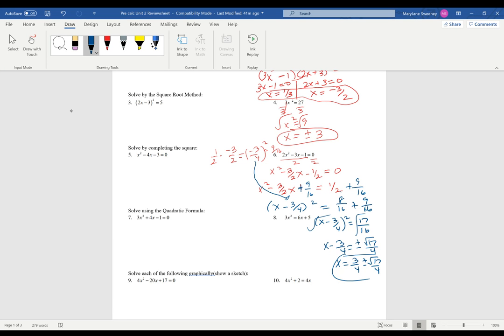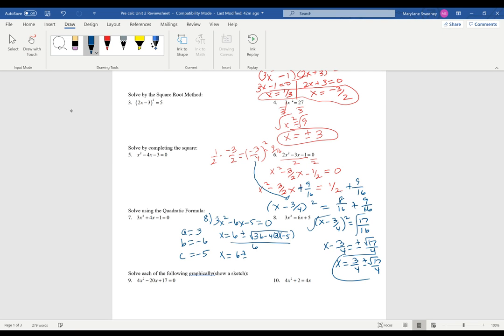Number 8, quadratic formula. I'm going to come over here. So in 8, first of all, I have to write it 3x squared minus 6x minus 5 equals 0. Get everything to one side. A is 3, B is -6, C is -5. So it's x equals -b plus or minus the square root of b squared minus 4ac all over 2a.